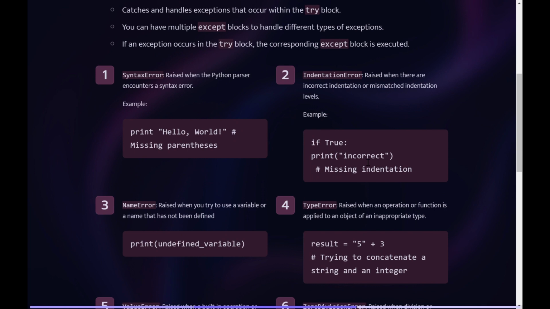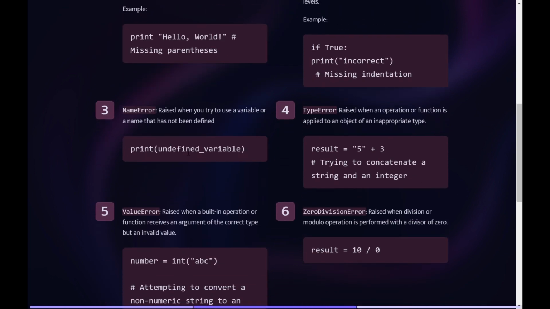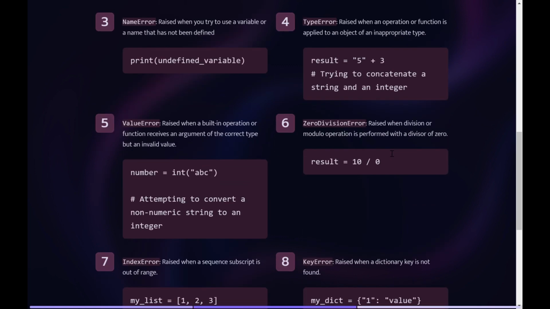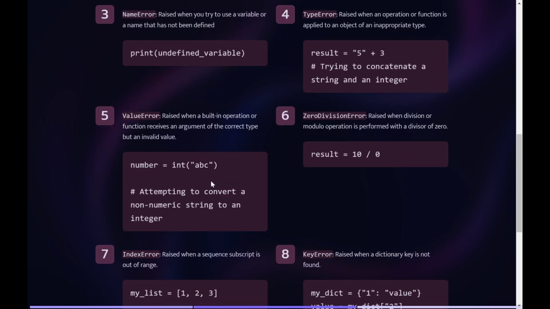A name error is when you use an undefined variable name. Say you give small a as a variable and you use capital A, it is going to say it is an undefined variable. Then a type error is when you use inappropriate data types. Say here I'm concatenating a string and an integer, which is not possible, so we get a type error. And a value error is raised when you don't use the proper input for a function. Say over here I'm trying to convert a string into an integer, which is not possible, so it is going to throw a value error.